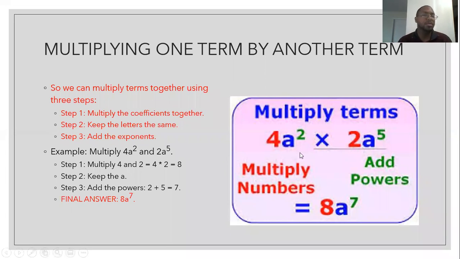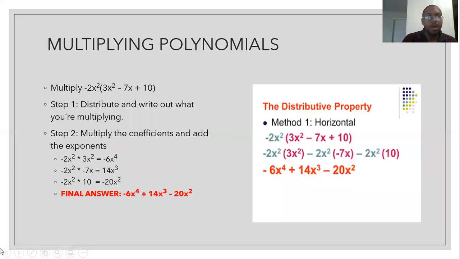So how do you multiply terms together? Well, if you think about it, it makes sense. I have 4 times 2 is 8. I have 2 a's here, 5 a's there. I got 7 a's. Multiply numbers, add the powers. That's it. Super easy. Cool. All right.